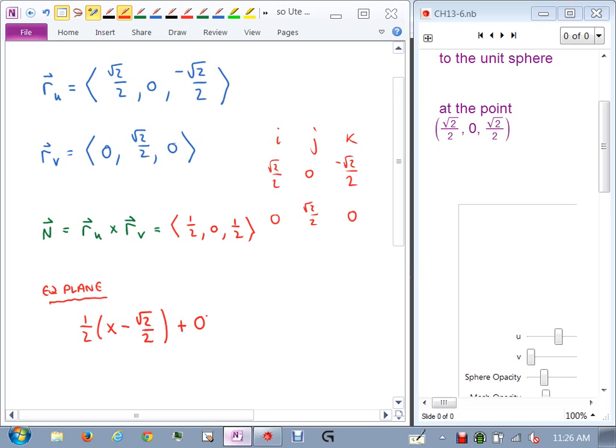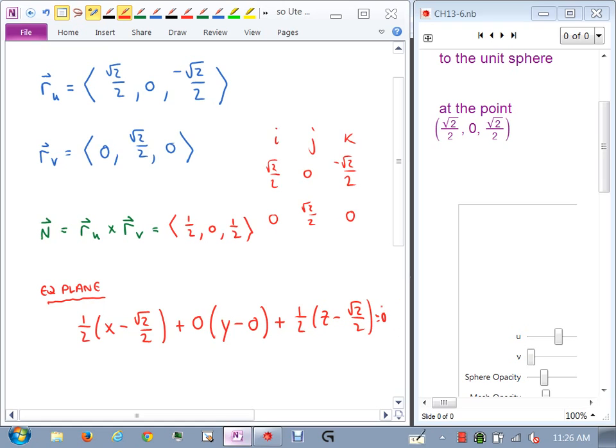I'm going to put it here just so we can see it all. Y minus y naught, but y naught was 0. And then plus c, which is 1/2 again. And then z minus z naught, which was √2/2 again, equals 0. That's the equation of my plane. Now I could clean it up, but that's it. We're done, right?